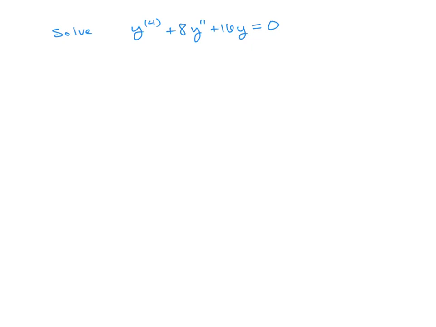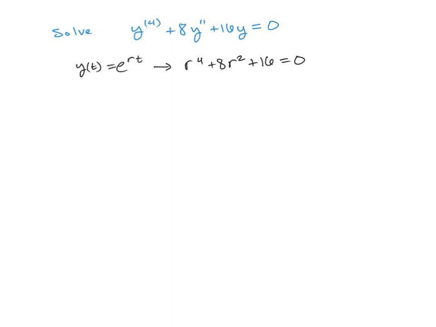For our last problem in this section, we're going to once again take a look at a fourth order equation. And we always start off with our y of t equaling e to the rt. And if we take the first, second, third, and fourth derivatives and substitute them in, cancel out the exponentials, we get r to the fourth plus 8r squared plus 16 is equal to 0.